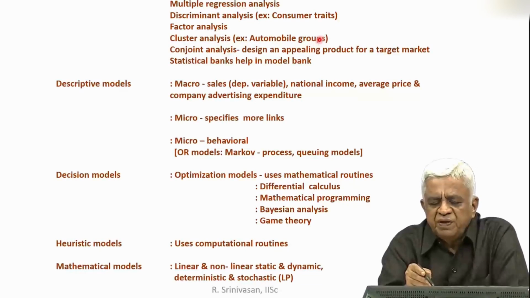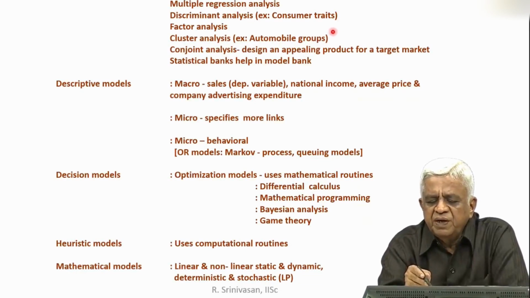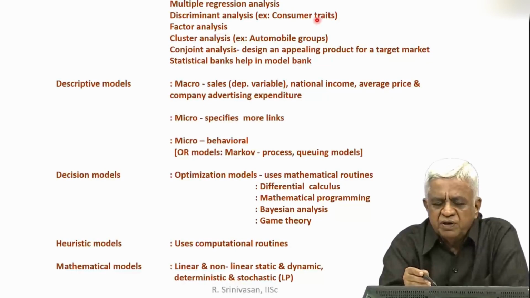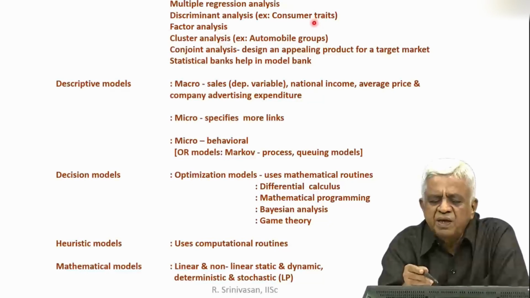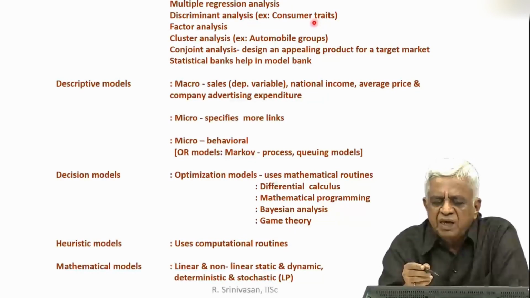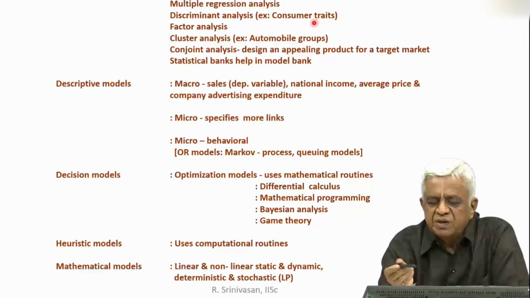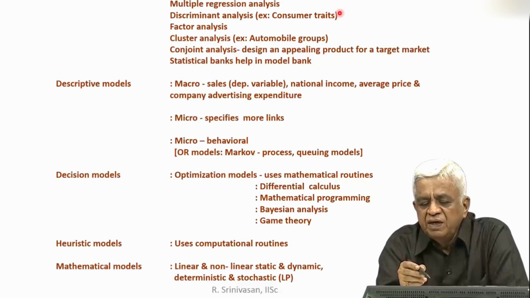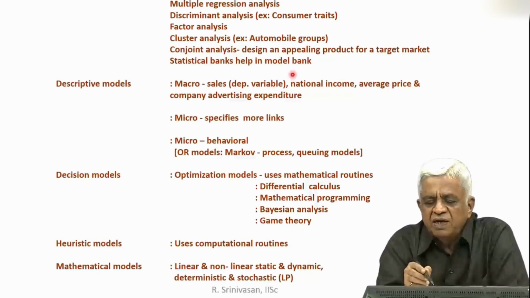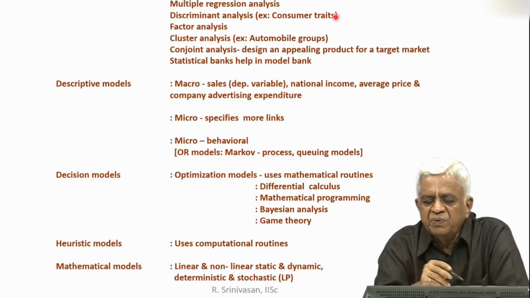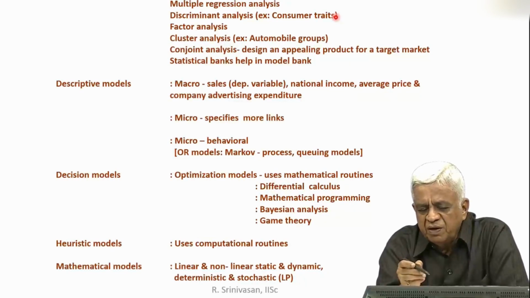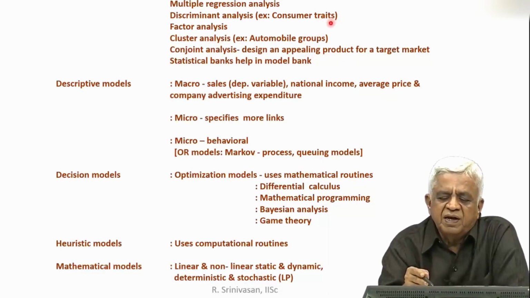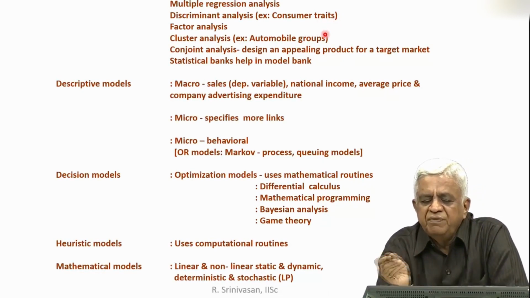What do we mean by saying discriminant analysis? We are looking at consumer traits. What could be an example for this? Look at the owner of a Maruti car, Maruti 800 car, vis-a-vis the owner of a Benz. What are the types of characteristics you can distinguish clearly between the owner of a Maruti 800 car and a Benz car owner? First thing which you can make out is the income category in which these two consumers are likely to fall will be very different.